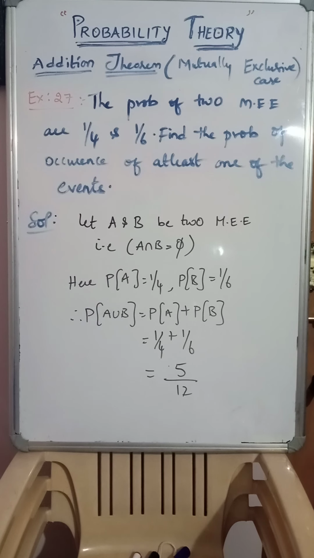Whenever they say directly that they are two mutually exclusive events, as per the formula, P of A union B equals P of A plus P of B, that is equal to 1 by 4 plus 1 by 6. If you do the LCM, then you will get 5 by 12. Clear? So it is a very simple problem, just like a 2 mark problem. Directly the events are given and they said that they are mutually exclusive events. We just have to calculate A or B, the occurrence of at least one of the events.